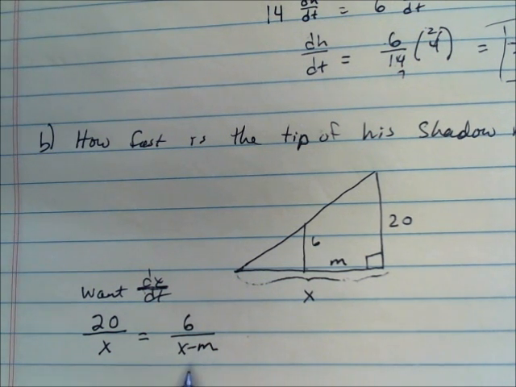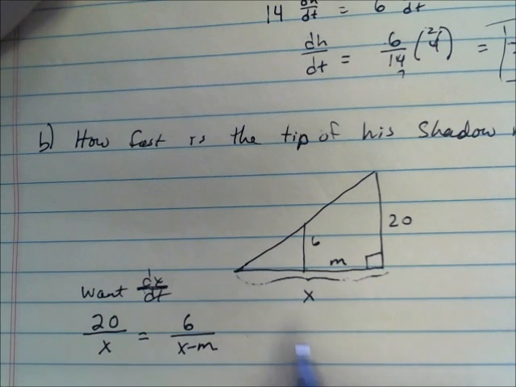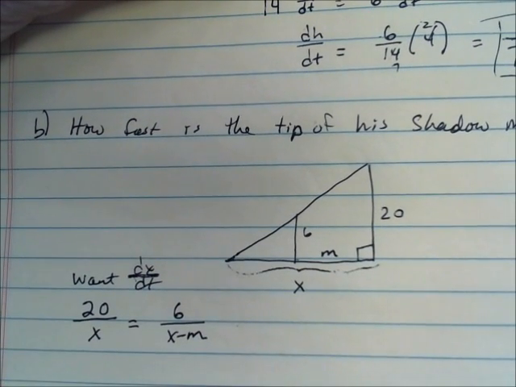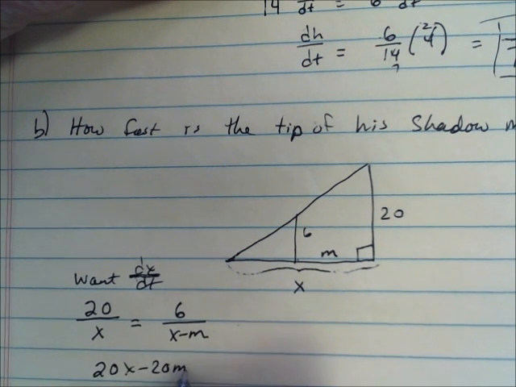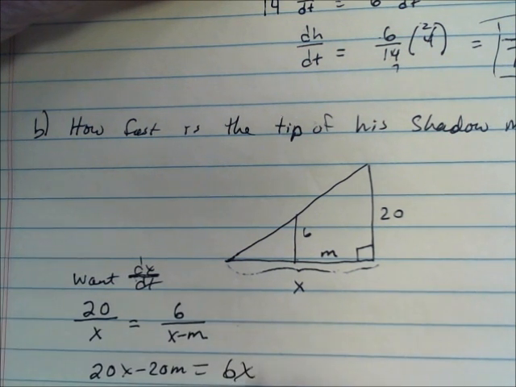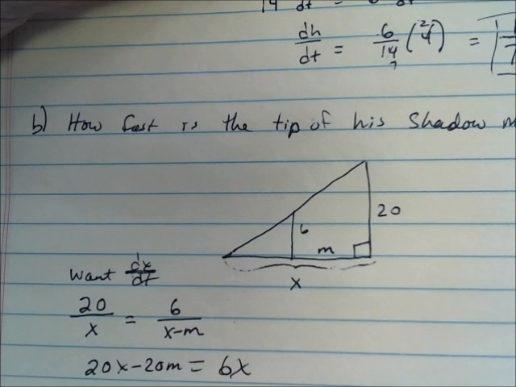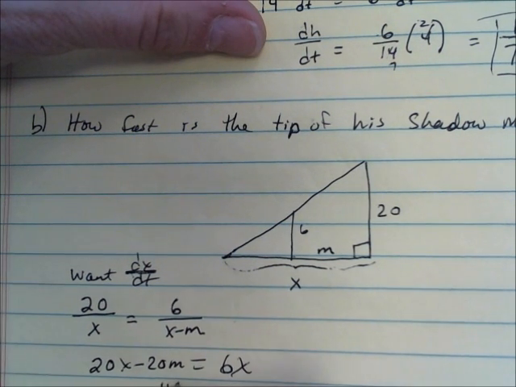And so now we have our x variable and our m variable set up so that they're related to each other. And we can just proceed just like we did on the last question. So we have 20x minus 20m is equal to 6x. And just doing a little bit of algebra, we have 14x equals 20m.